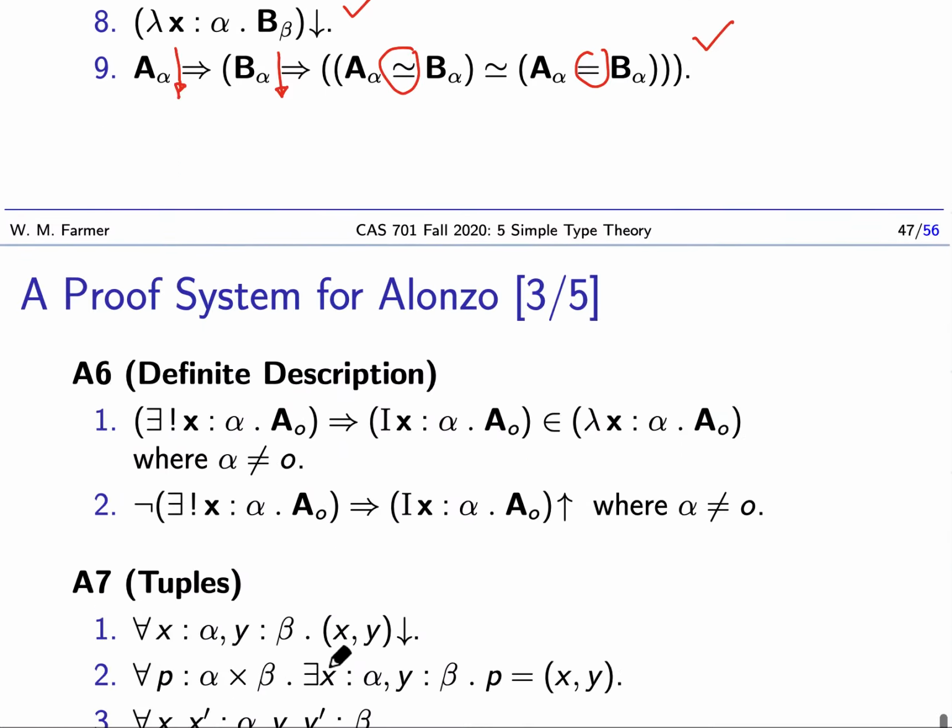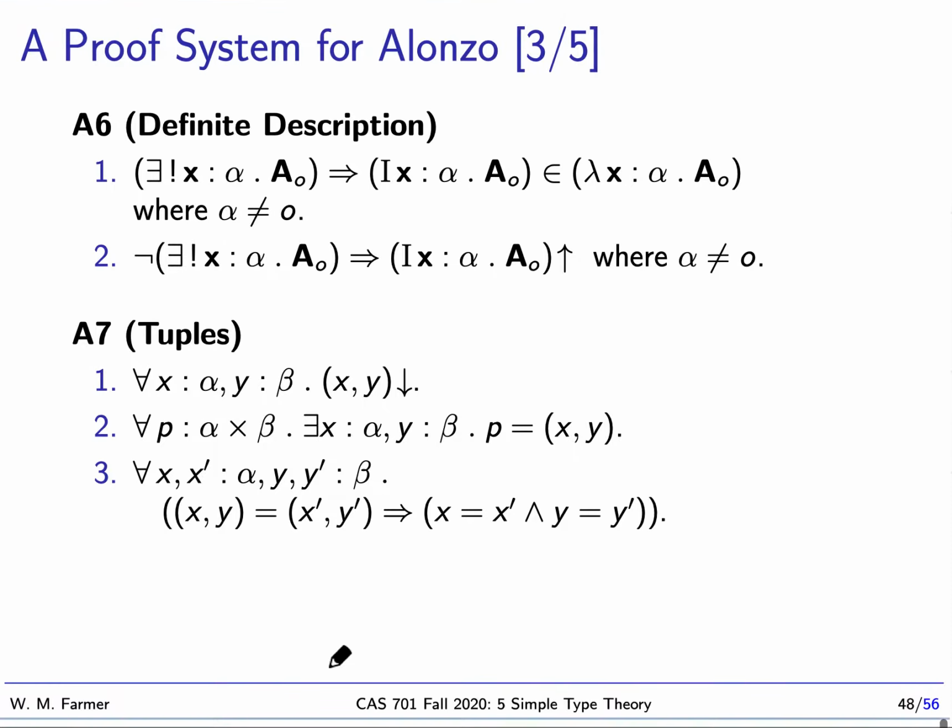Okay, so those are the axioms we need for core Alonzo. For full Alonzo, we need some additional axioms. We need two axioms for definite description. So if X is a unique value that satisfies A, then the X that satisfies A will be a member of the values that satisfy A. In fact, it's a unique member. If there is not a unique X that satisfies A, then the definite description is undefined.